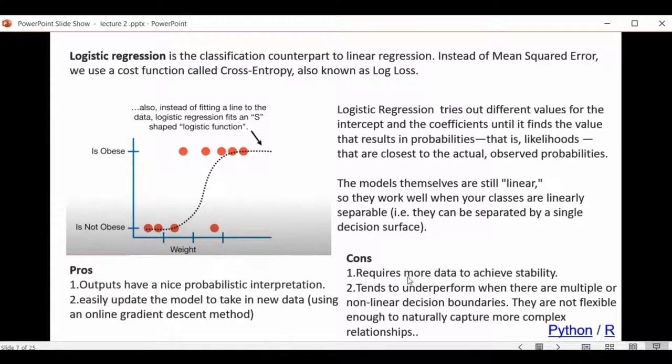The cons: it requires a lot of data to achieve stability. It tends to underperform when there are multiple or non-linear decision boundaries, as we have. The models themselves are linear, and they're not flexible enough to capture more complex relationships.